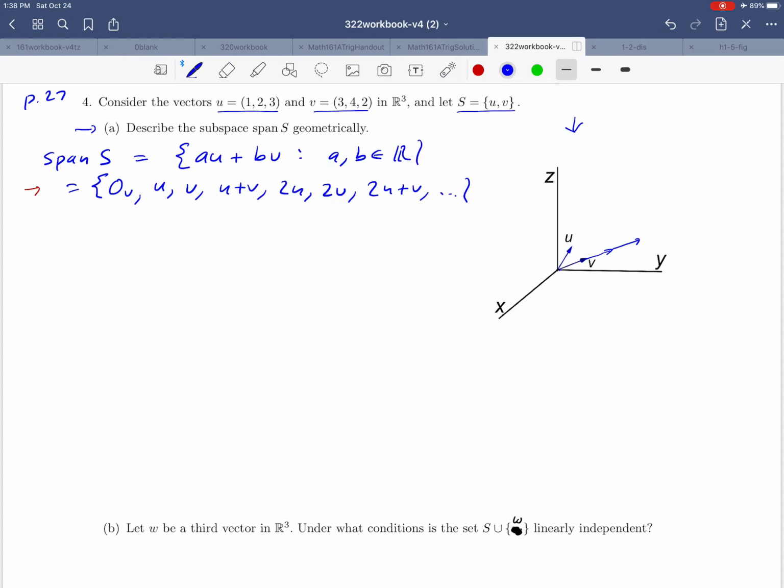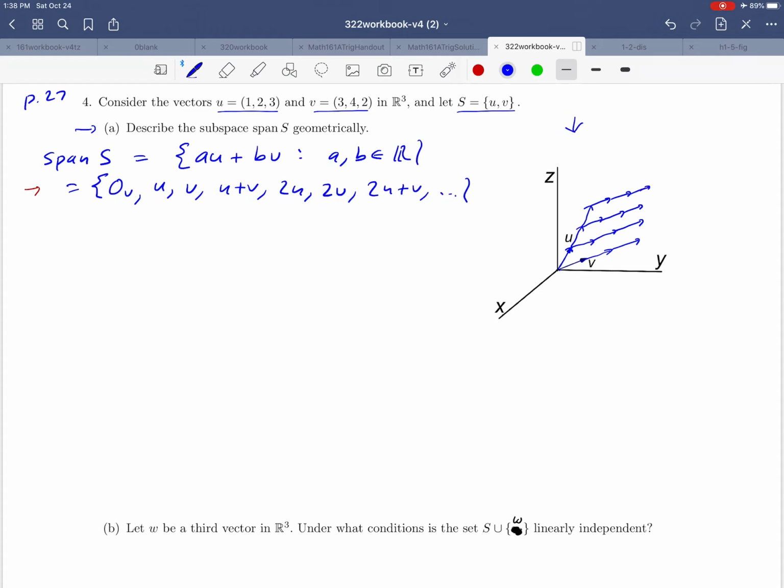And similarly, if we start with u and take 2u, there's another vector that's in our span, 3u, and we can keep going. But what's interesting is that we can also do things like this. We could start at the vector u and then add v to that, which would take us here, and then add another v to it, which would take us here, and so on. And we can keep doing this, just adding the vector v to all of these things.